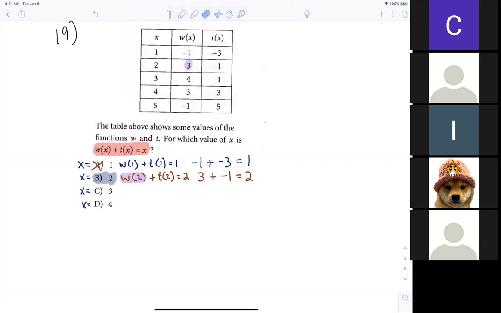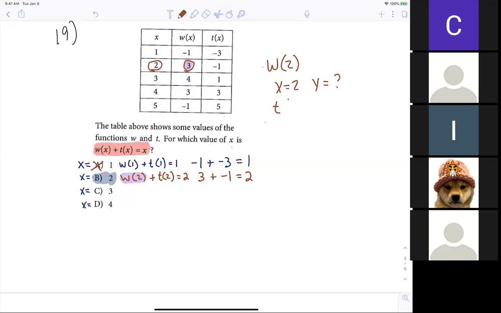What they're asking is W of 2. So W of 2 means when x equals 2, y is what? Here's x equals 2. Here's the y value.